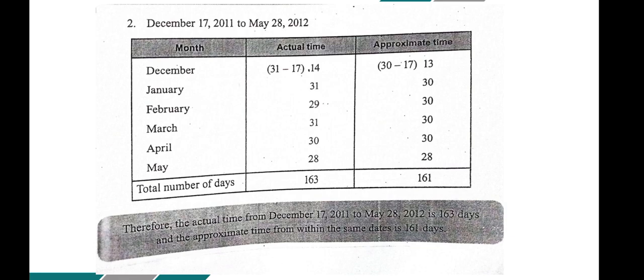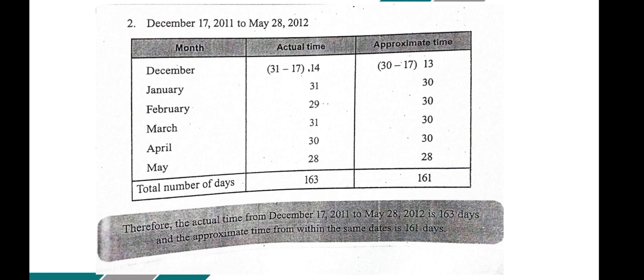Okay. So therefore, ayan, December 17, ang actual time niya. 31 minus 17, that is equal to 14. To May 28, so there are a total number of 163 days. And then, sa approximate time naman, since lahat ng months ay merong 30 days, so 30 minus 17, that is equal to 13. Hanggang May 28, that is a total of 161 days.